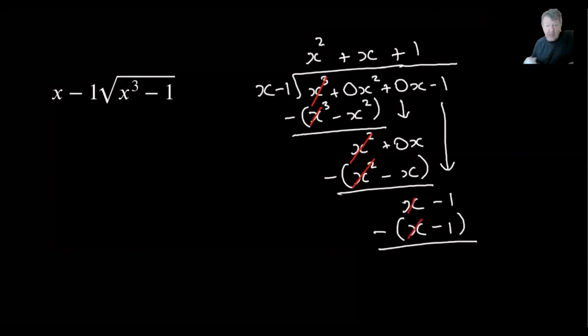Okay, what's going to happen? X's disappear. And then we're left with negative 1 minus positive, so plus. Negative 1 plus 1 is 0. So our solution for this one is x squared plus x plus 1. You don't need to write remainder 0 because there is no remainder.